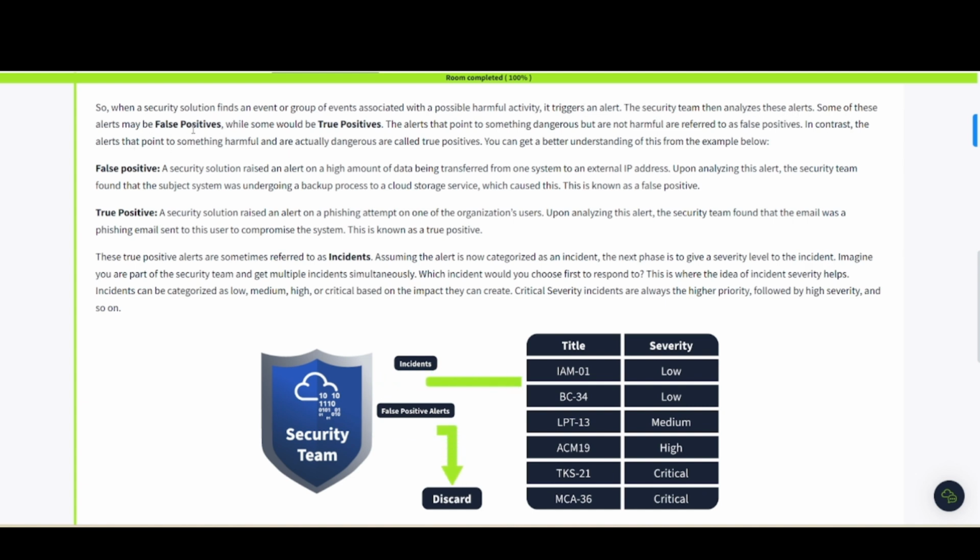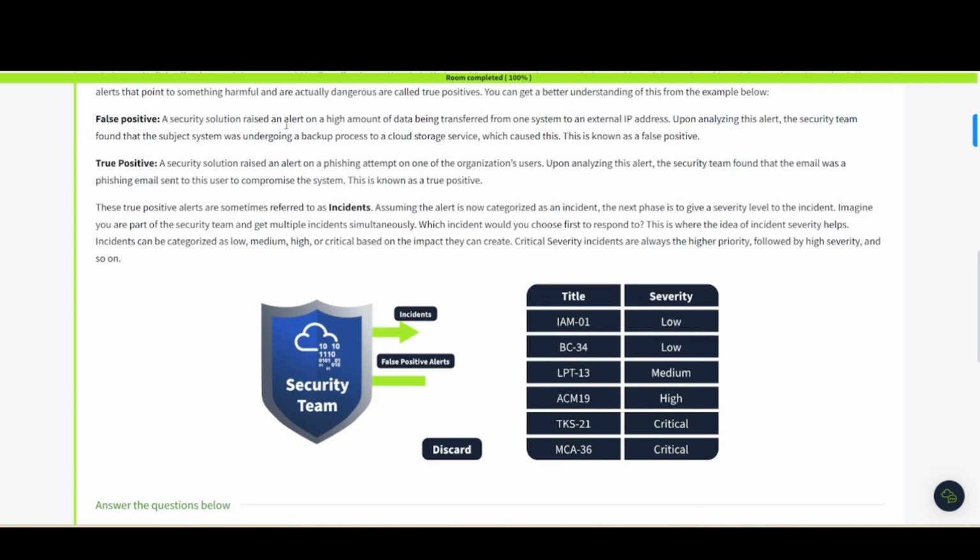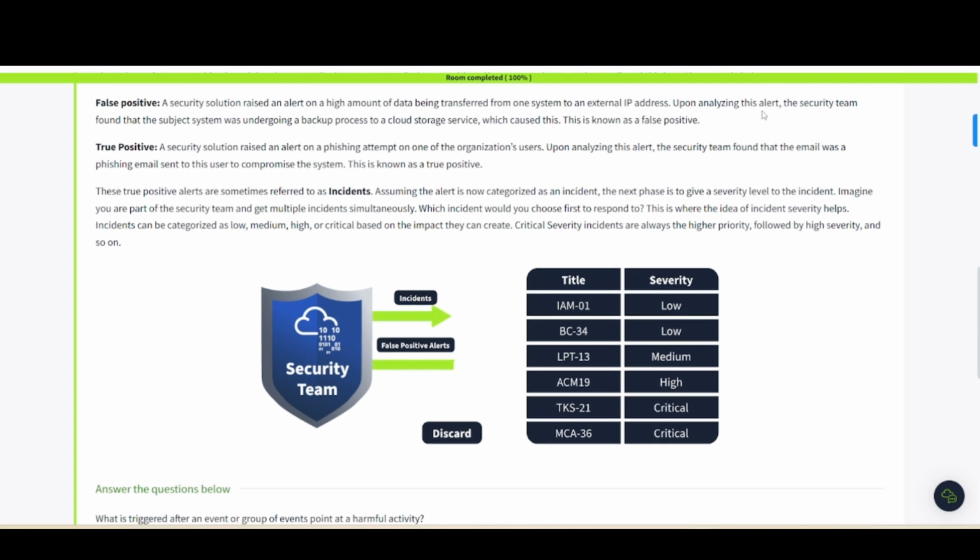Some of these alerts may be false positives, while some would be true positives. The alerts that point to something dangerous but are not harmful are referred to as false positives. In contrast, the alerts that point to something harmful and are actually dangerous are called true positives. You can get a better understanding of this from the example below. So a false positive: a security solution raised an alert on a high amount of data being transferred from one system to an external IP address. Upon analyzing this alert, the security team found that the subject system was undergoing a backup process to a cloud storage service, which caused this. This is known as a false positive. True positive: a security solution raised an alert on a phishing attempt on one of the organization's users.